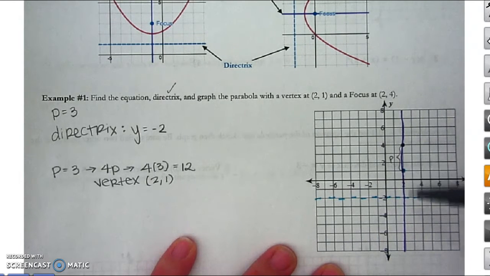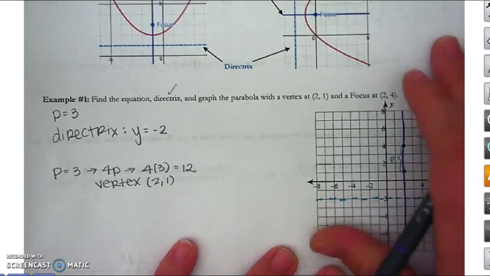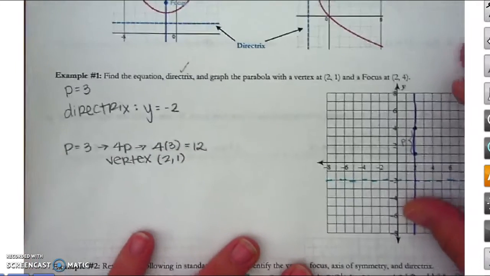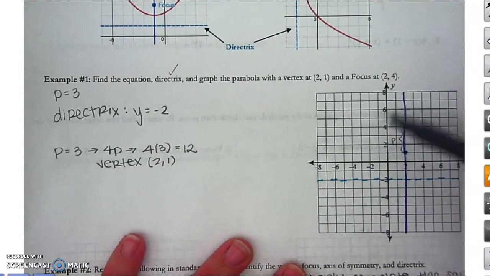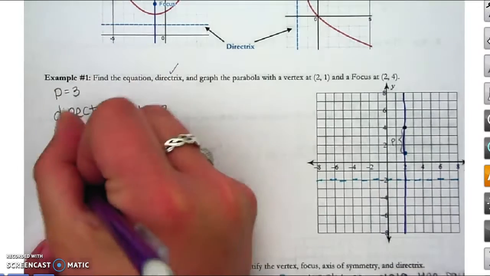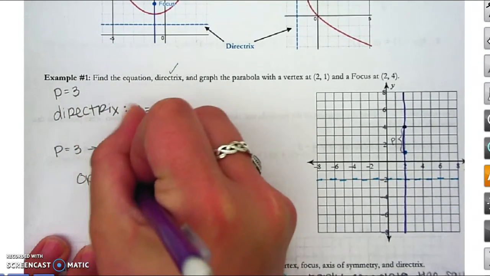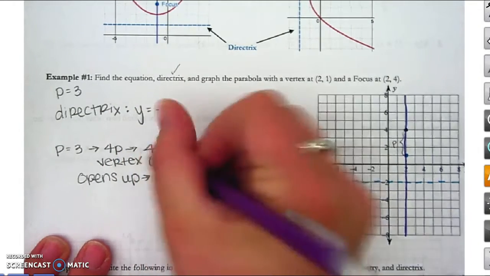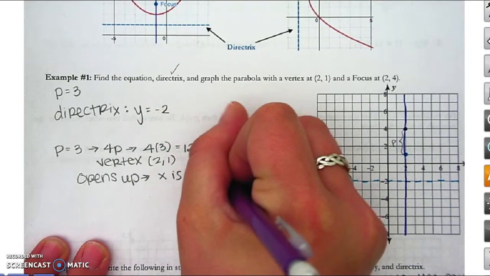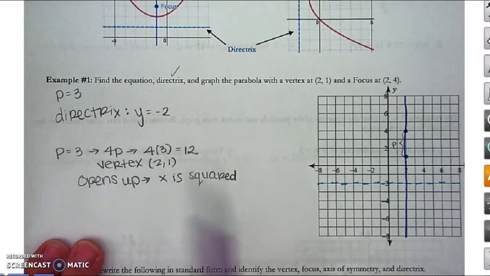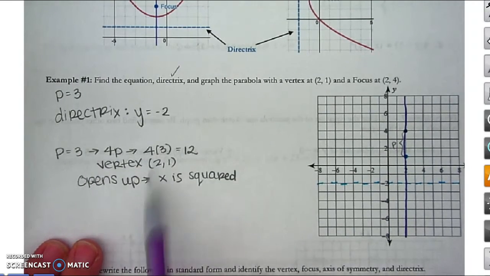If my vertex is here and my directrix is here, remember that the focus points are always going to be inside your parabolas. So what that means is that the focus is going to be inside, so that means this parabola has to be opening upward so that the focus is inside. So I'm going to make that note as well. So I know it opens up, and that's going to help us with the equation because then I know that my x has to be squared. I also know that p is positive, but I can tell that from here. So then I know that 4p has to be positive.